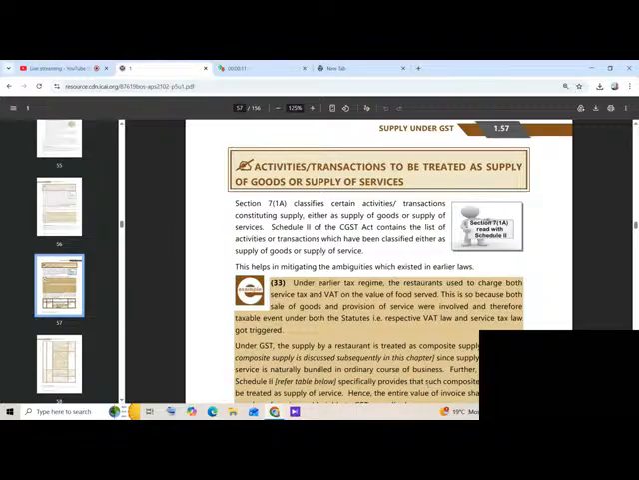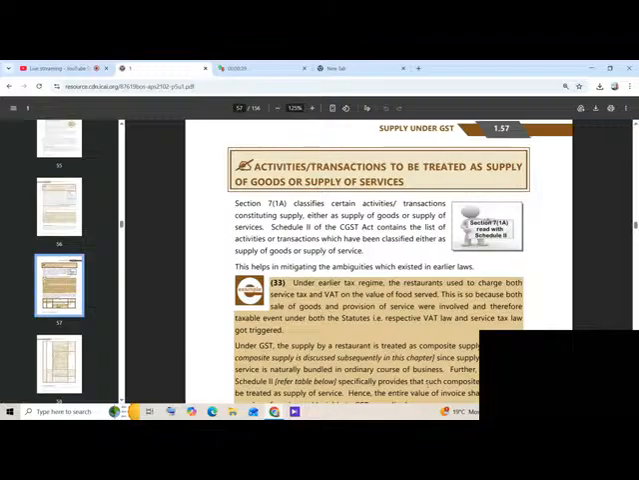Schedule 2 of the CGST Act contains the list of activities or transactions which have been classified either as supply of goods or supply of services. This helps in mitigating the ambiguities which existed in earlier laws.